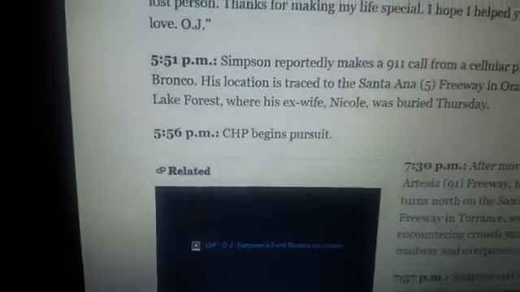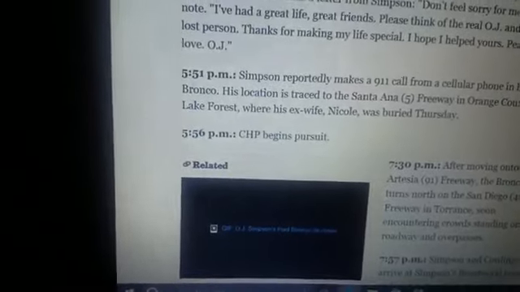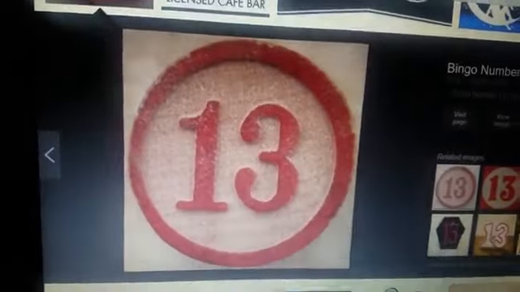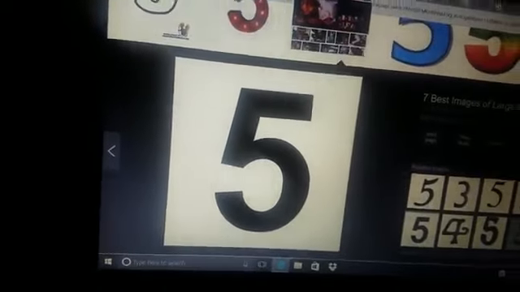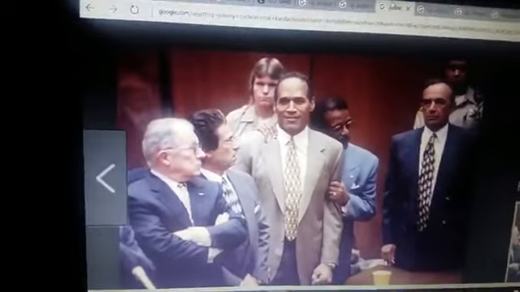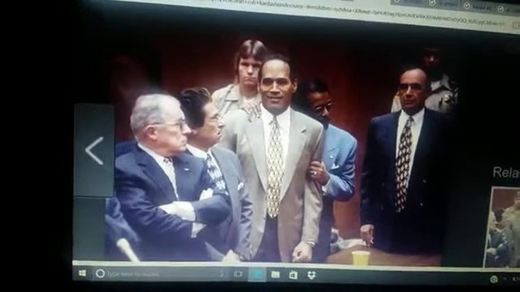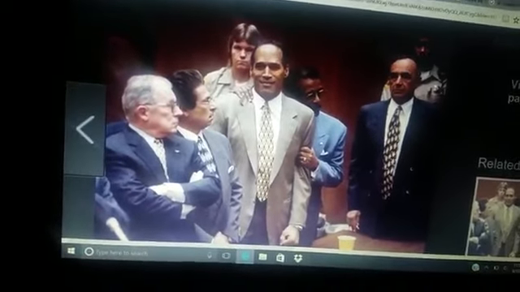Another 5 connection. 1-4 is 5. Okay? Another 5 connection tied with O.J. Simpson and his trial. The 3 numbers that are deeply connected with this man are 7-11, 13, and the number 5. Okay? O.J. Simpson, after he was acquitted in 1995, 9-5 is 14, which is 5 again.